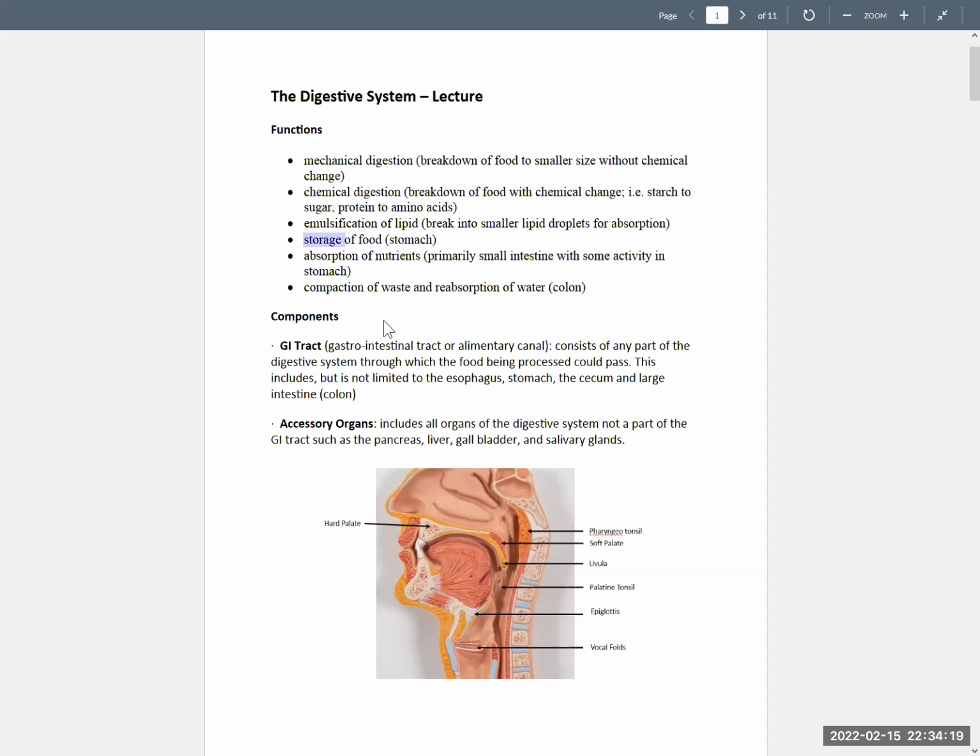Then in the rest of the digestive system, the absorption of the nutrients. Those nutrients that were broken down in steps 1, 2, and 3, and some in the stomach. Now you've got very small nutrients, and primarily they're absorbed by the small intestine. Okay. There is no absorption of nutrients in the colon, the large intestine. Instead, in the large intestine, we have the compaction of waste and reabsorption of water.